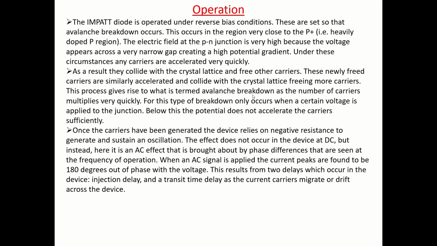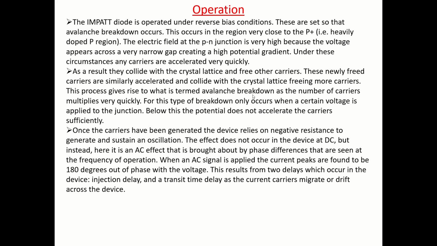So let us see the operation. The IMPATT diode is operated under reverse bias condition. This is the first thing. Then the bias is set so that avalanche breakdown occurs. This occurs in the region very close to the P plus region, that is heavily doped. That's why it is known as P plus.